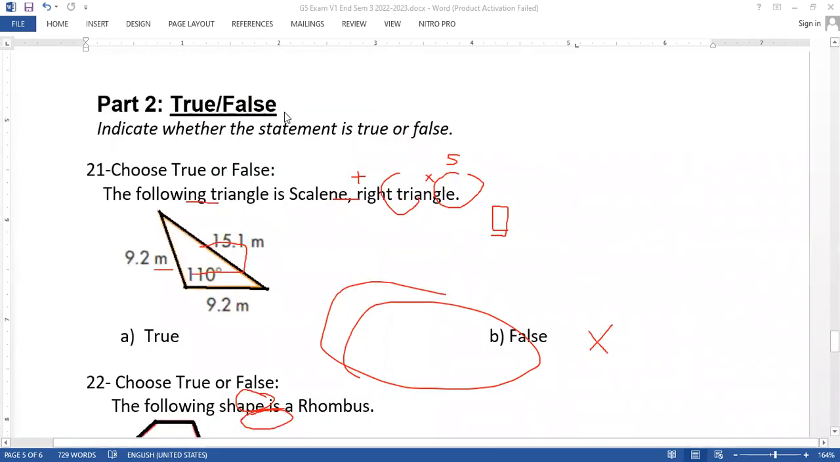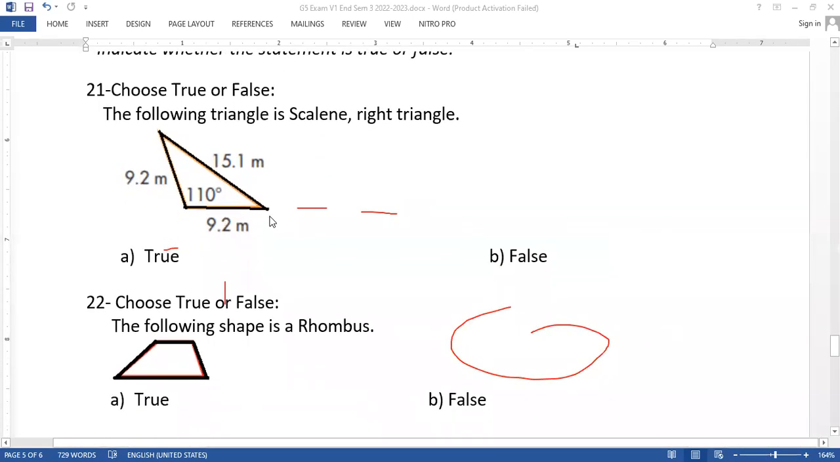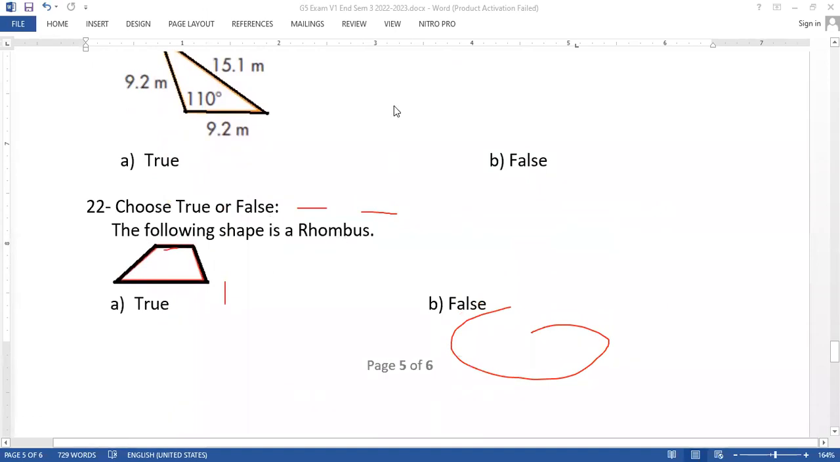True or false. Question number 21. Choose true or false. The following triangle is a scalene right triangle. Look, 110. So it's obtuse. And it's not scalene because we have two equal sides. What do we call it? Isosceles. So it's false. Next question. The following shape is a rhombus. No. A rhombus has 4 equal sides, and this is a trapezoid. So it's false.